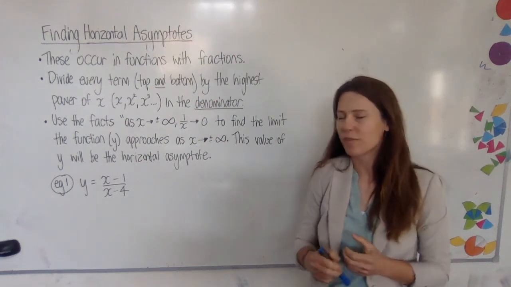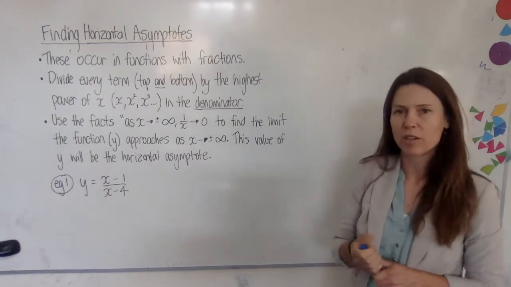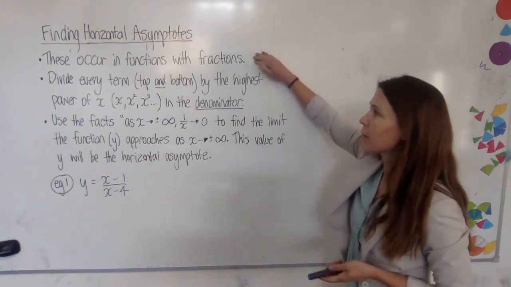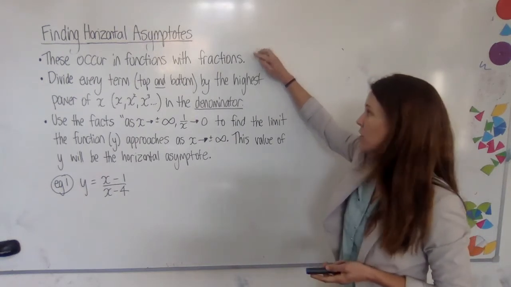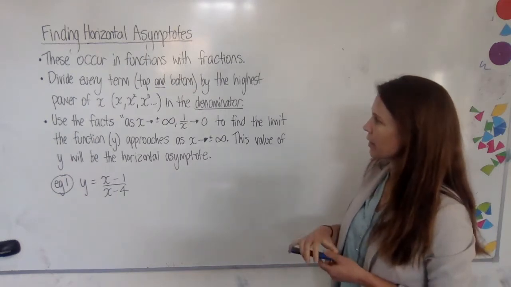Now let's look at a method to find horizontal asymptotes. It's a little bit different from finding the vertical ones, which are in a way quite a lot easier. Same thing as with our vertical ones, we generally get horizontal asymptotes in functions that have got fractions in them. But we've got a trick that we can use to help us find where they are.